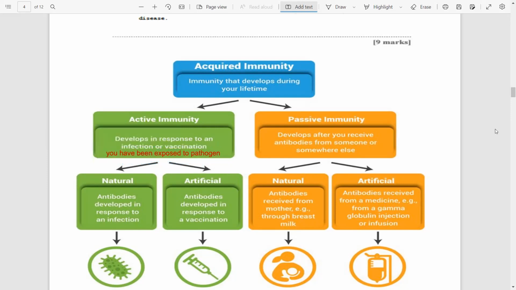Now, passive immunity develops after you receive antibodies from someone or somewhere else, meaning that you are not exposed to a pathogen.